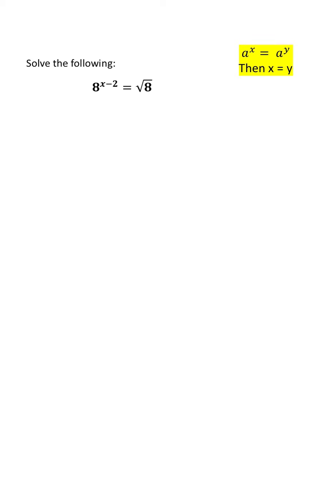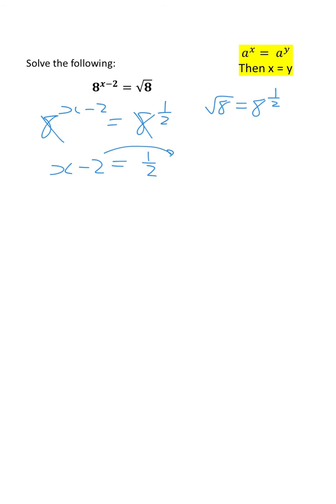Okay, so last one here. I can recognize that square root can also be written as to the power of a half. So square root of 8 can be written as 8 to the power of a half. So I could write this as 8 to the power of x minus 2 is equal to 8 to the power of a half. Then the bases can cancel. So then x minus 2 is equal to a half. Minus 2 goes across. So then x is equal to a half plus 2. So x is equal to 2.5.